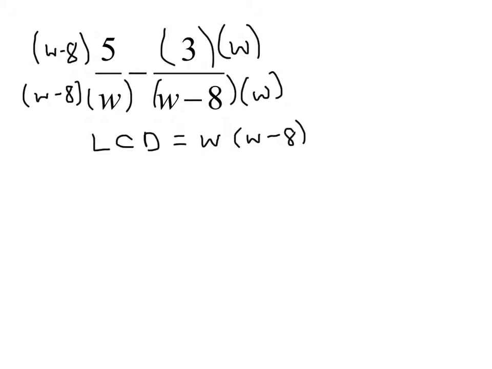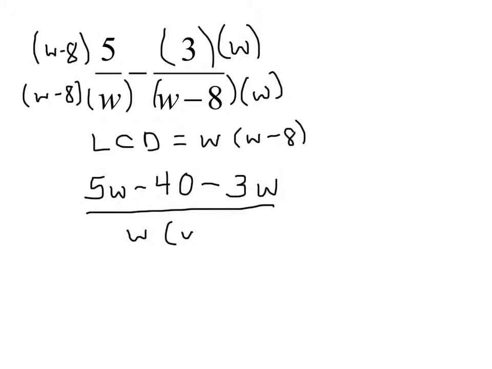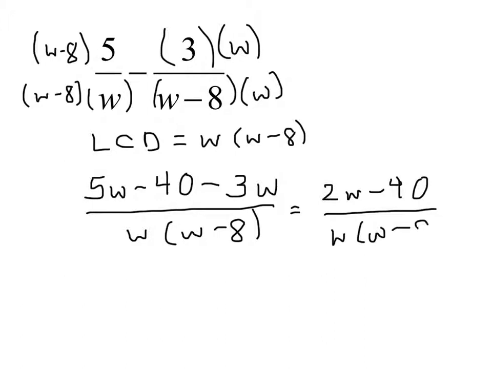Multiply the numerator, w minus 8 times 5 gives us 5w minus 40, minus, we're subtracting here, 3w over w times w minus 8. Combine our like terms, 2w minus 40 over w times w minus 8. Are we through? Is that all we can do? I think so. That's the answer.